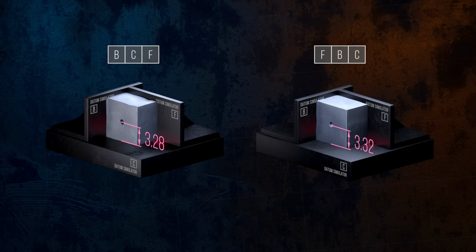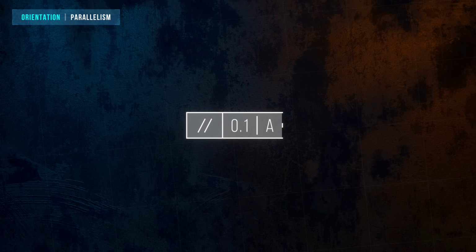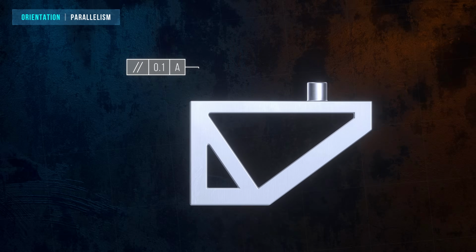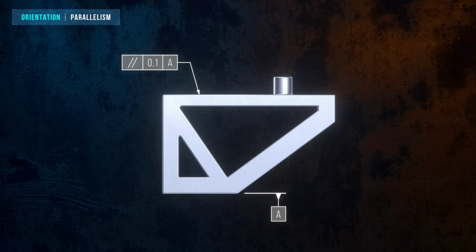All of the remaining geometric tolerances use datums. Let's look at the orientation group of tolerances next. They're used to control the angles between features. Parallelism controls how close a feature is to being parallel to a datum. The tolerance zone is defined by 2 planes that are parallel to the specified datum.